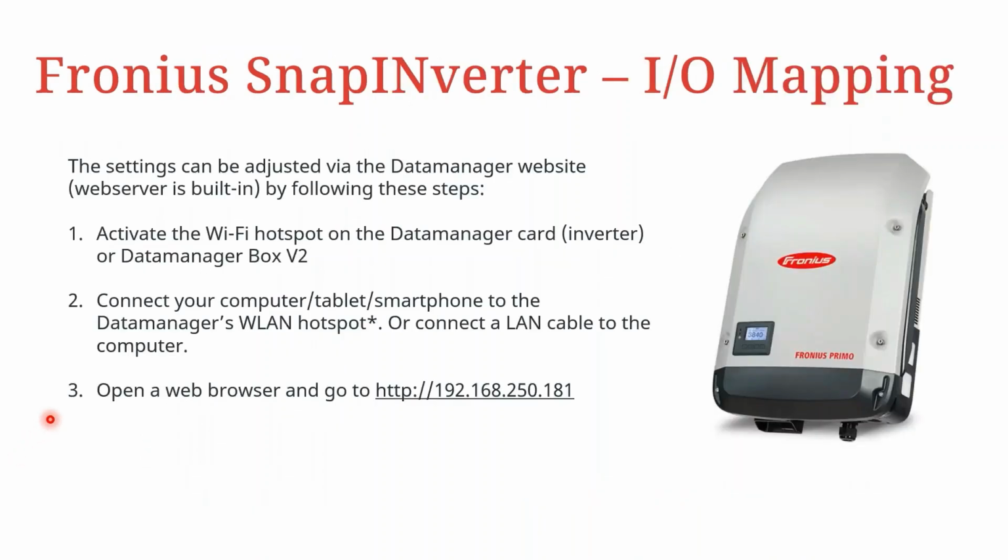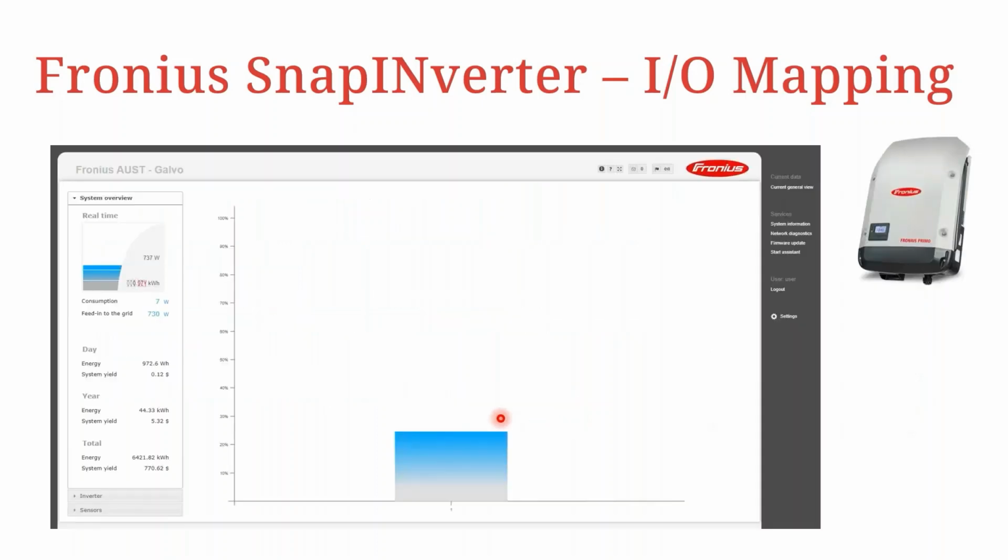Okay, so now that we've commissioned the inverter and connected the DRM interface card, the next step is to activate the DRM controls. Firstly, we start off by activating the Wi-Fi hotspot or connecting your laptop up to the LAN port of the data manager. And then you open up a web browser with the IP address that's shown here, 192.168.250.181. And then the screen will display just like this.